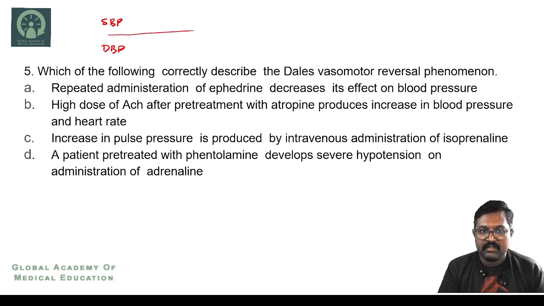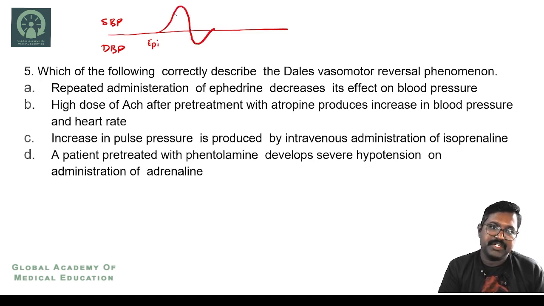So this is the mean blood pressure. If you give epinephrine, what will happen? There will be a rise and fall in blood pressure. This rise is mainly due to the alpha 1 stimulation, and this fall in blood pressure is due to the beta 2 receptor stimulation.